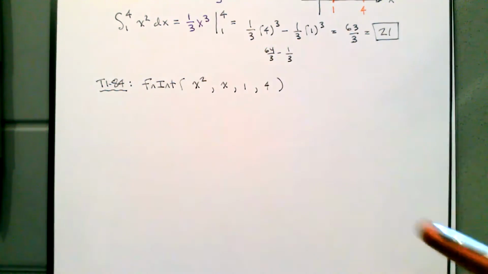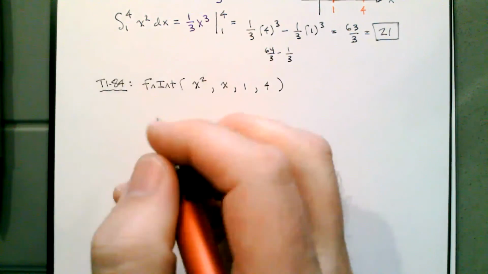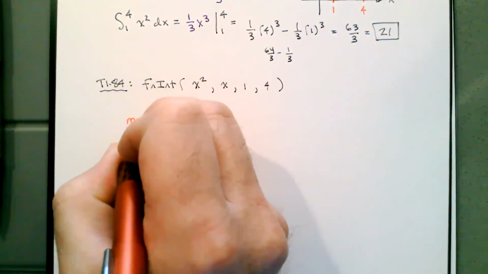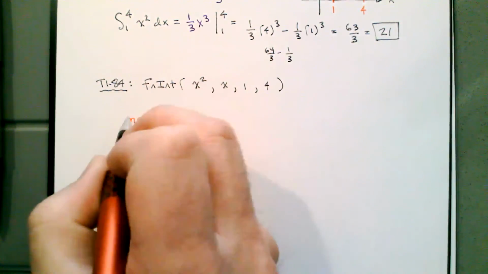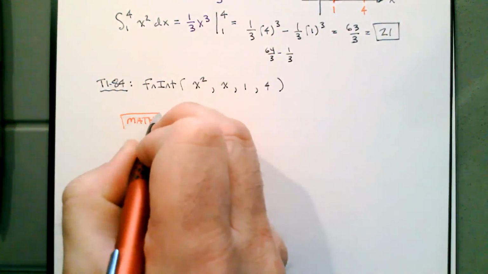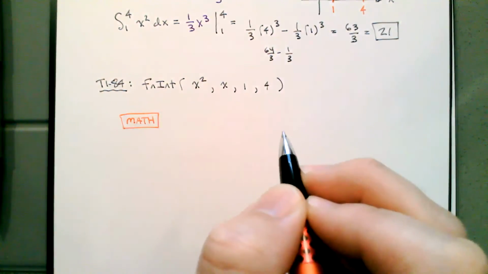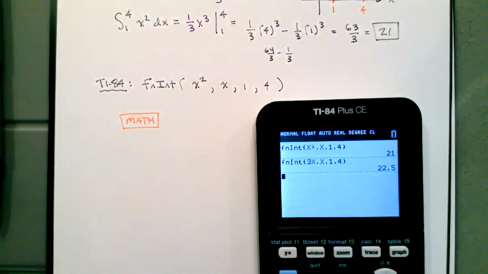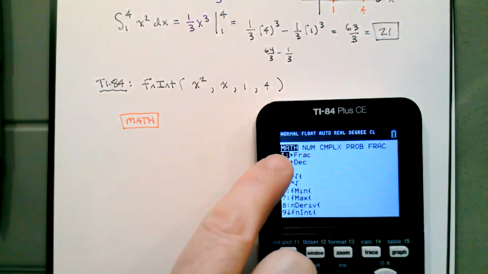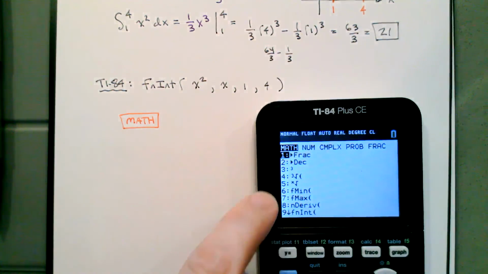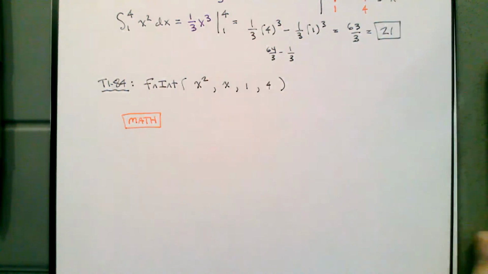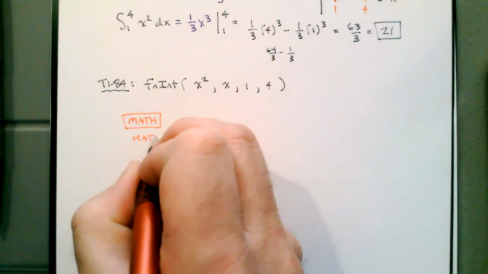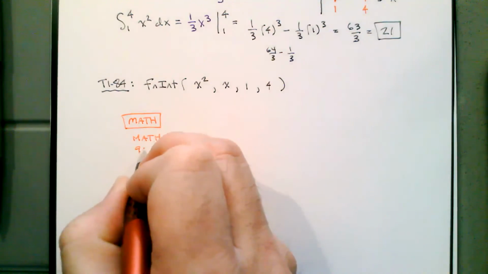So the FNINT command is under the math button. I put a box around math to indicate that's the button that you press. And then that first menu is the math menu. So press the math button, and in the menu up at the top, it says math, and you want to go down to 9. So then it's just math 9.